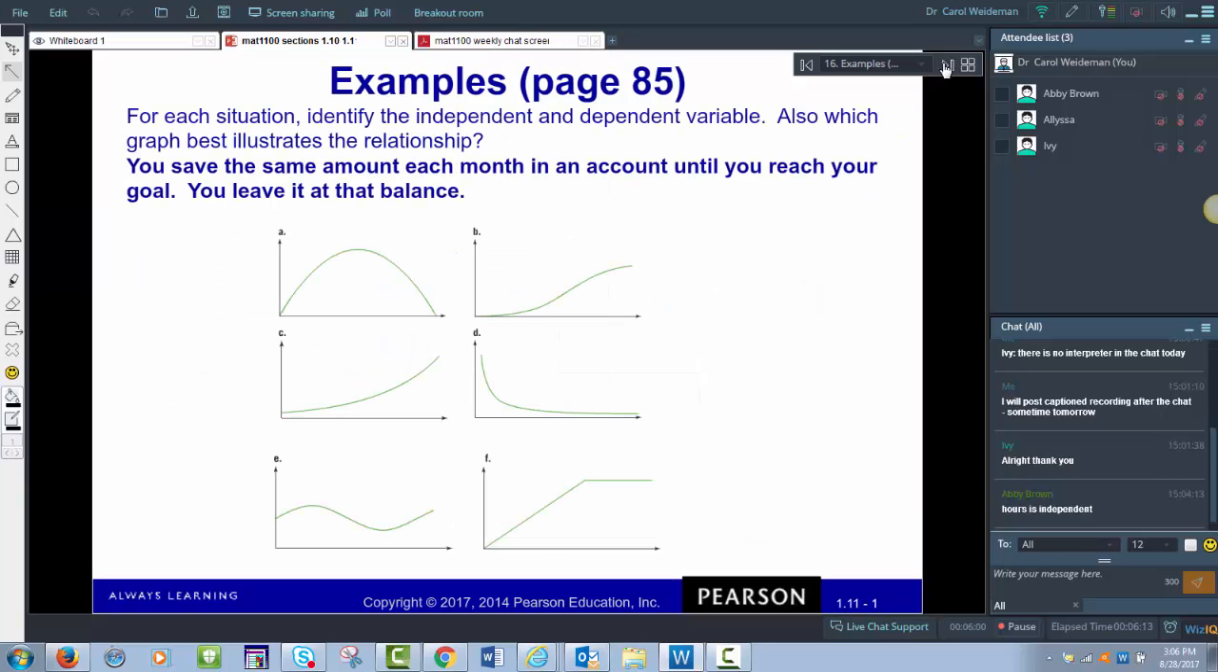All right, let's try. This is from your book also on page 85. They've got 6 graphs in this example, and they want you to look at each situation here and pick first of all, tell us the independent and dependent variable, and then which graph matches the situation. So let's look at this one.